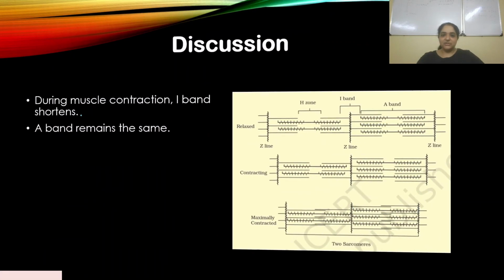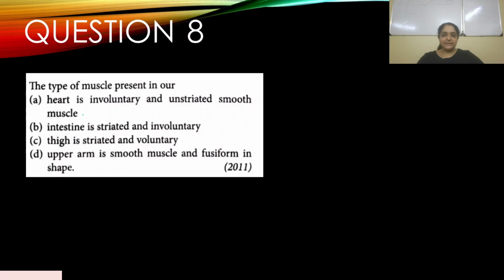Okay, next question. Question number 8. The type of muscle present in our, this appeared in 2011. A. Heart is involuntary and unstriated smooth muscle. B. Intestine is striated and involuntary. C. Thigh is striated and voluntary. D. Upper arm is smooth muscle and fusiform in shape.